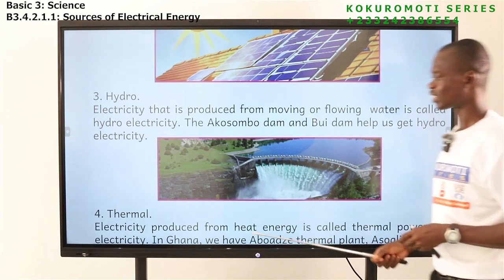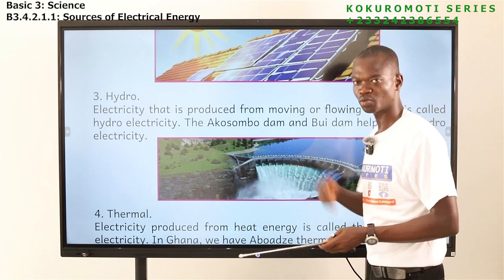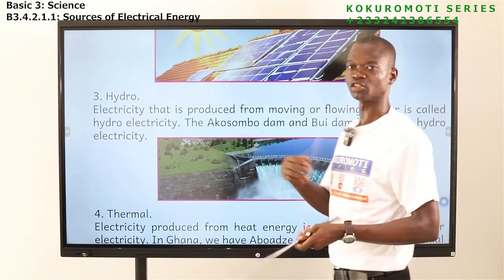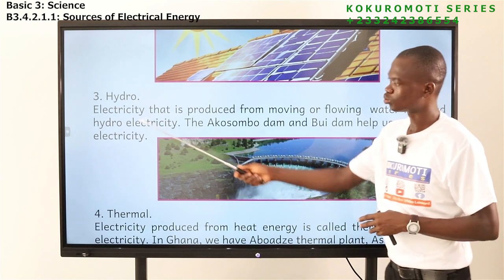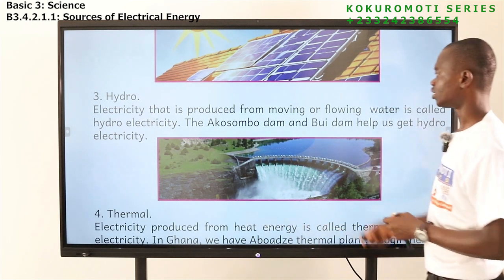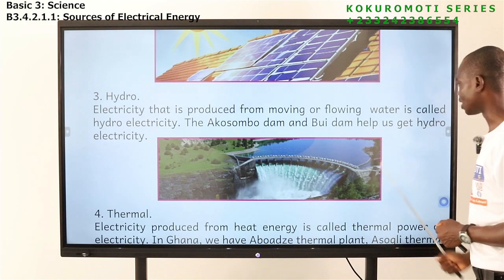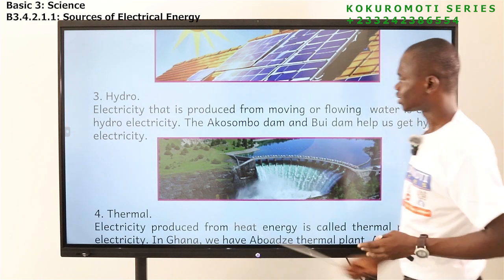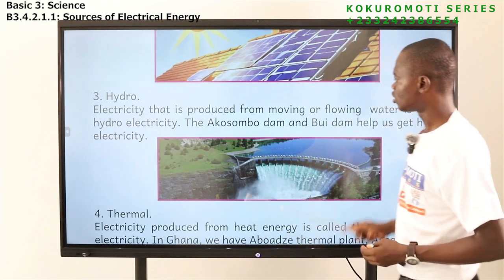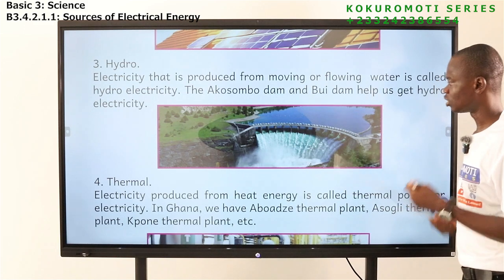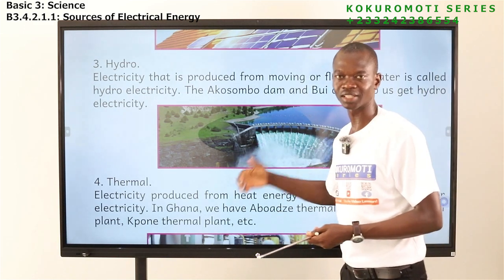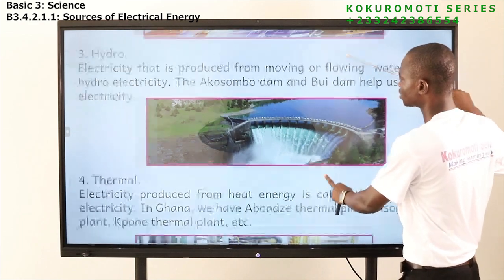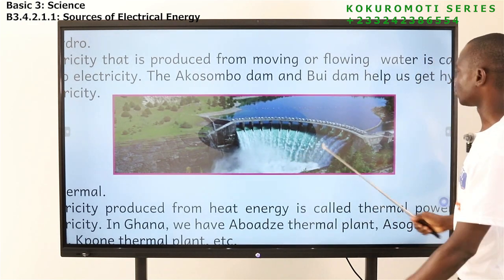So if the water is not moving, it's not flowing, there is no way it can generate electricity. It should be a flowing or moving water that can be used to generate electricity. We have the Akosombo Dam and the Bui Dam, which helped us to get hydroelectric power. They all move, they flow, and out of that we are able to generate electricity. So this is a picture of it.